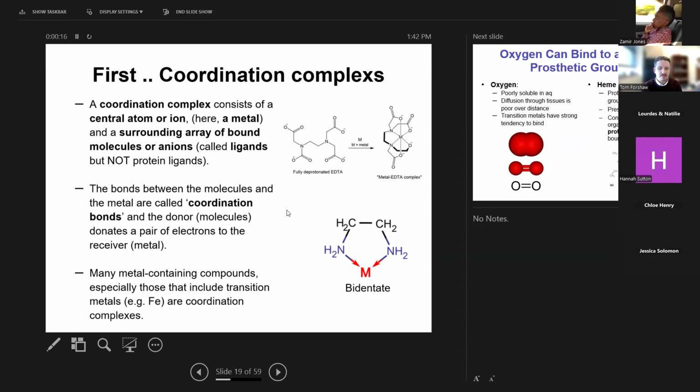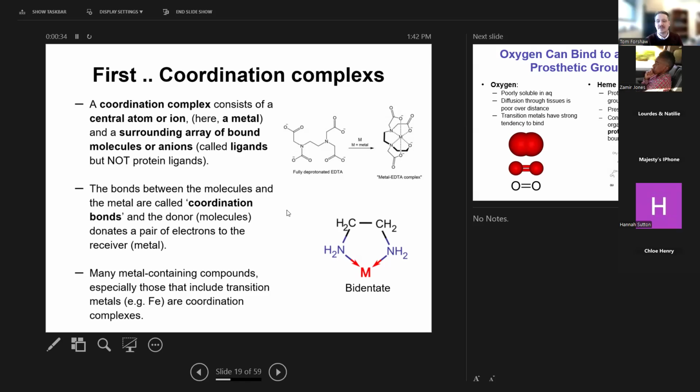Earlier you said ligand versus substrate. What's the difference between a ligand and a substrate? So a substrate is something that binds to an enzyme and will be changed to turn into a product, whereas a ligand binds and is released unchanged. So substrates bind, change into a product, and then are released. Ligands bind and are released unchanged.